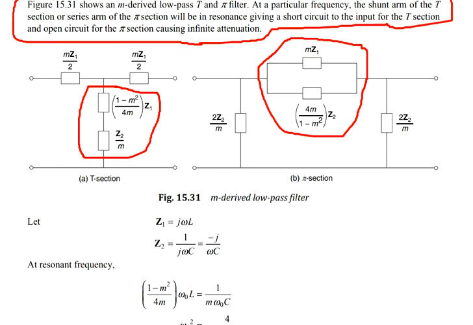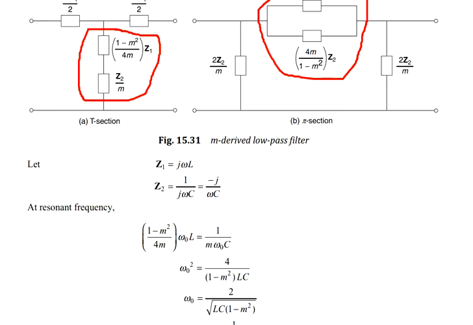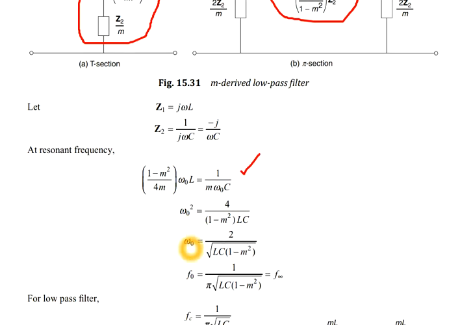Fine, right. So suppose Z1 is chosen as j omega L through an inductor element and Z2 is chosen through a capacitor element, then Z1 Z2 can be written like this. Then at resonant frequency what happens? The reactance of inductance will be equal to the reactance of capacitance. When you perform that, you will be getting resonant frequency. So here omega naught will be equal to 2 by square root of LC into 1 minus m square.